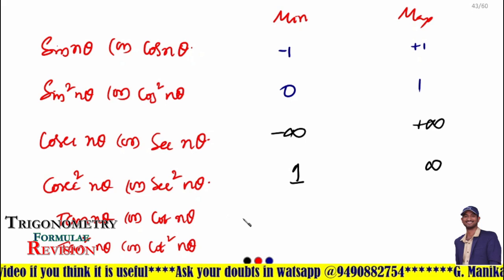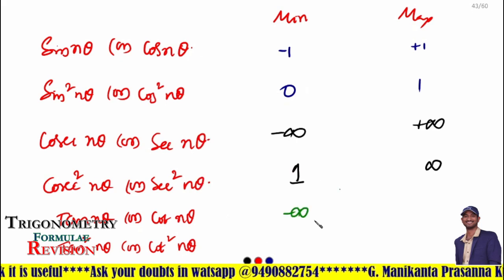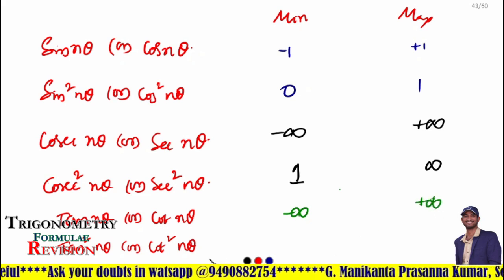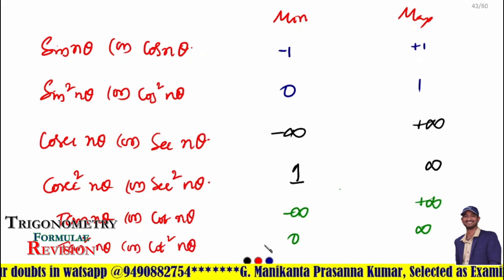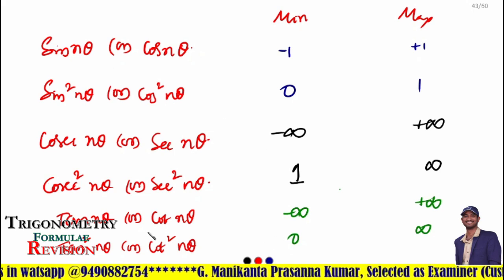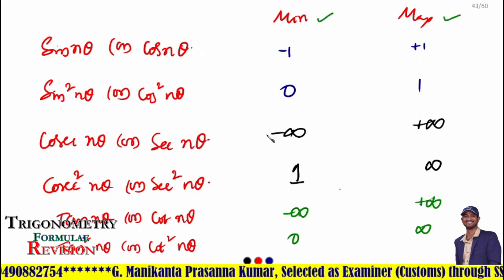In the case of tan nθ or cot nθ, the minimum value is minus infinity and the maximum value is plus infinity. Whereas for tan² nθ, it is 0 and infinity. So based on the graphs of these trigonometric functions, we can decide which is minimum and which is maximum.